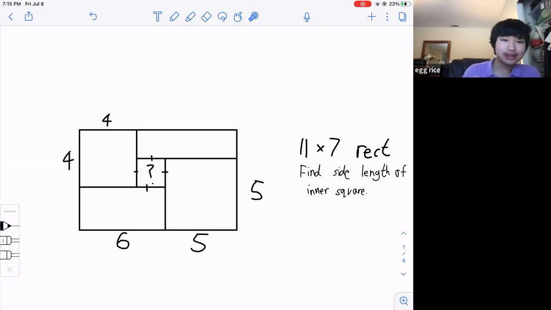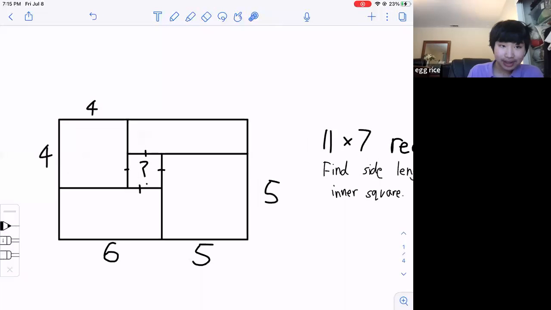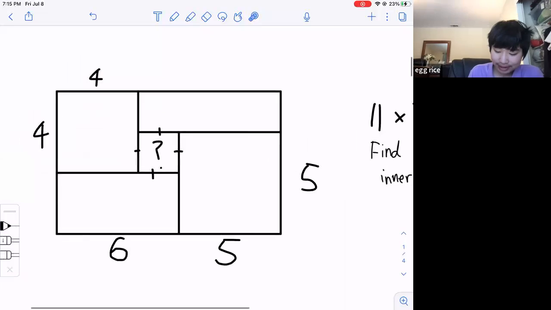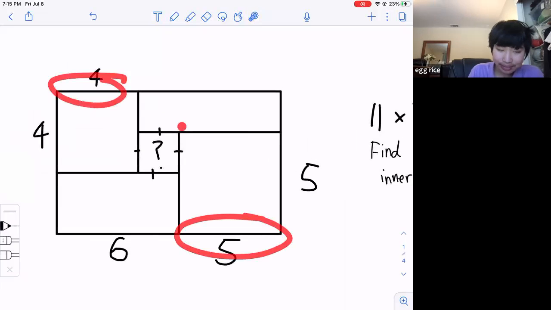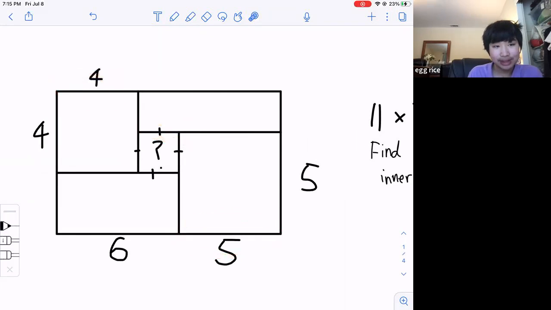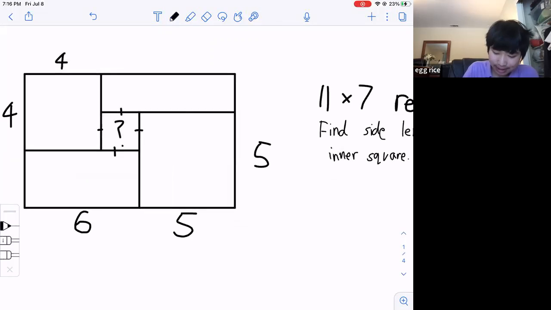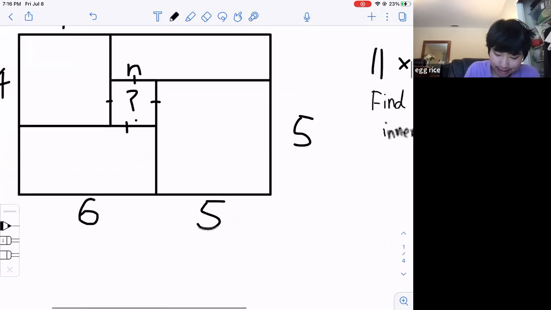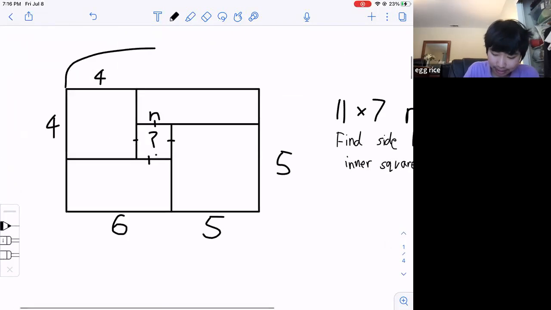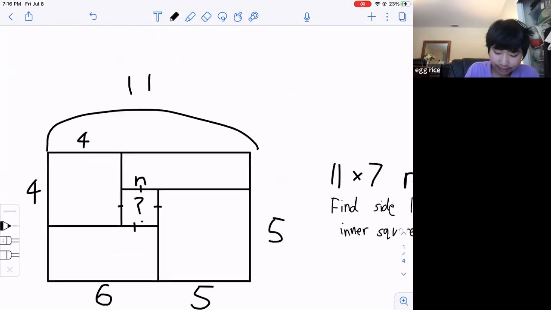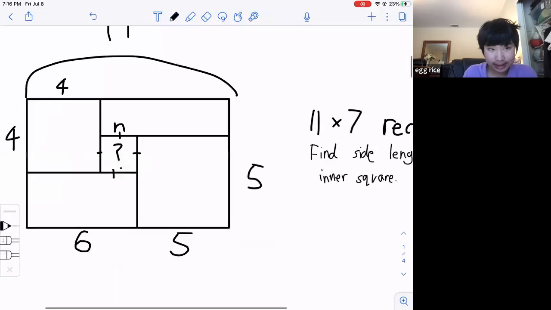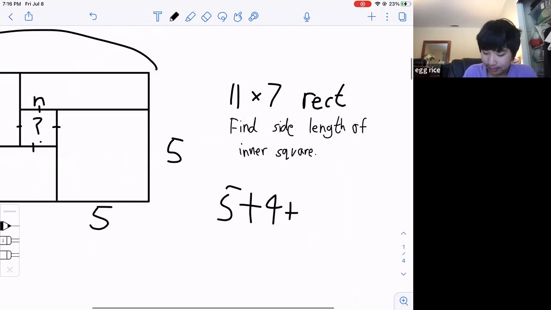Okay, so Neo is saying 5 plus 4 plus n equals 11. So he's saying this plus this equals 11, and n is the side length of the inner square. Now, yeah, this is a very good method. So he's saying if this length is n, and this total length is 11, then we can say that 5 plus 4 plus n equals 11.